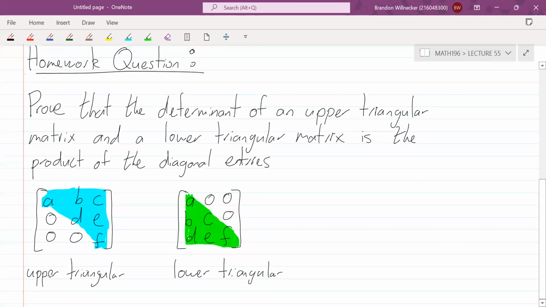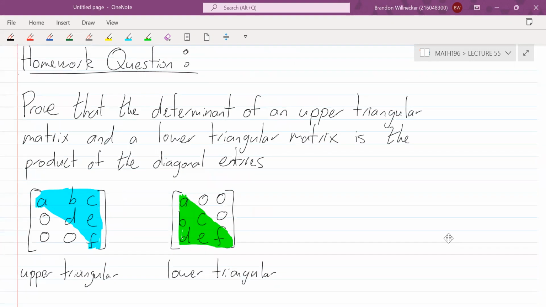Okay, so the homework is to prove that given an upper triangular matrix or a lower triangular matrix, if you want to find the determinant, then you just need to find the product of the diagonal entries. Okay, so that's this diagonal over here or this diagonal over here. Okay, so that's your homework for today.